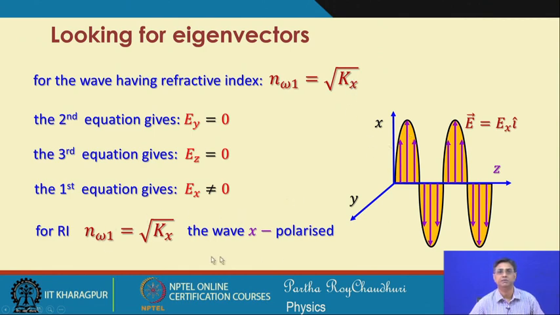So, such a wave is called x polarized because the displacement vector or the electric field vector, they are along the same direction, along this direction.